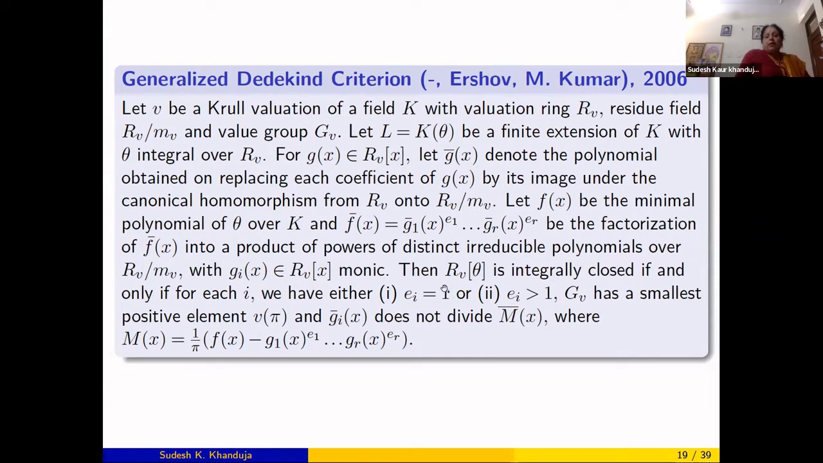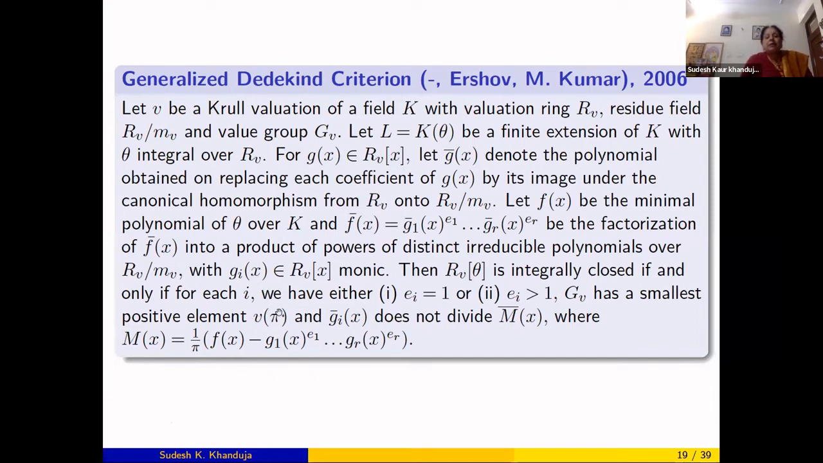Ershov proved that for any valuation ring RV, RV[theta] is integrally closed if and only if for each i, one of the following conditions is satisfied. Either ei equals 1, or whenever ei is greater than 1, then GV must have a smallest positive element V(pi), and gi bar(x) does not divide M bar(x), where M(x) is the polynomial 1 over pi times f(x) minus g1(x) raised to e1 through gr(x) raised to er. Where what is pi? I didn't tell what is pi. Pi is such that V(pi) is the smallest positive valuation.